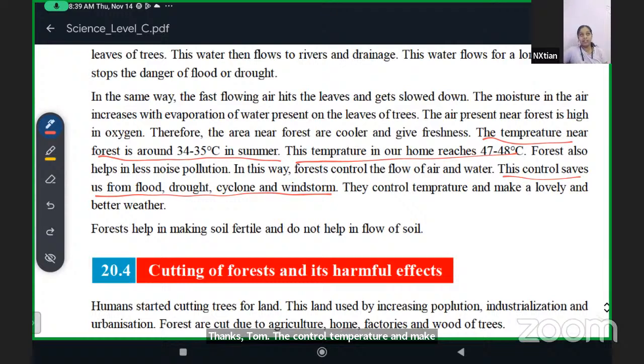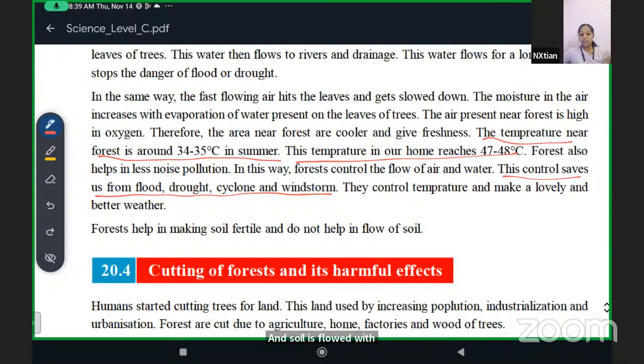Like we talked about how forests keep the temperature in check, and they have lovely and better weather. Forests also help make soil fertile and prevent the flow of soil. Flow of soil, maybe it's talking about the displacement of soil. That is, when water is rushing, the soil is carried along with that rushing water and displaced.